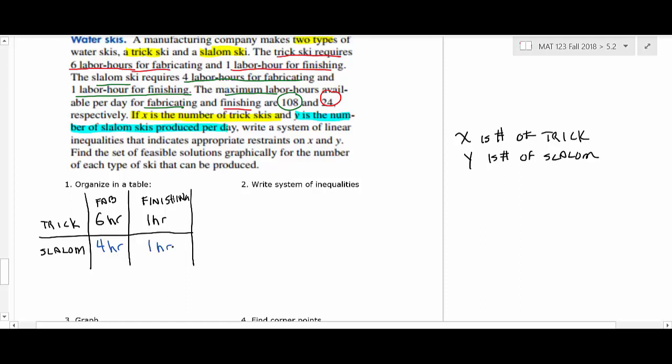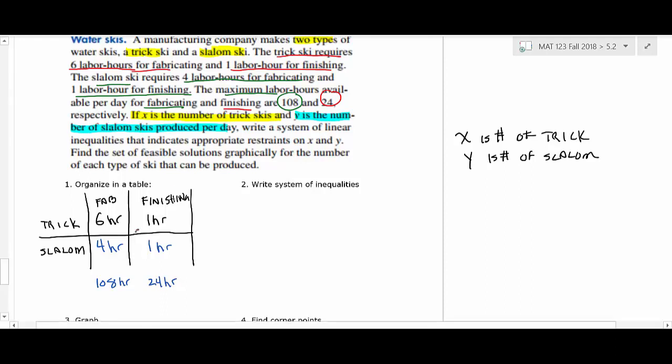Okay, you're just trying to make sure you understand how those variables connect with each other. So when you write your system, it's going to go like this. Basically on the trick ski, that's going to be represented by X for those typical numbers. And then the other thing it says is the maximum hours available for fabricating are going to be 108. So I'm going to put the 108 there, and then it says, hold on, let's see, finishing is 24. Okay, so you can put that in a table to help you organize your information.